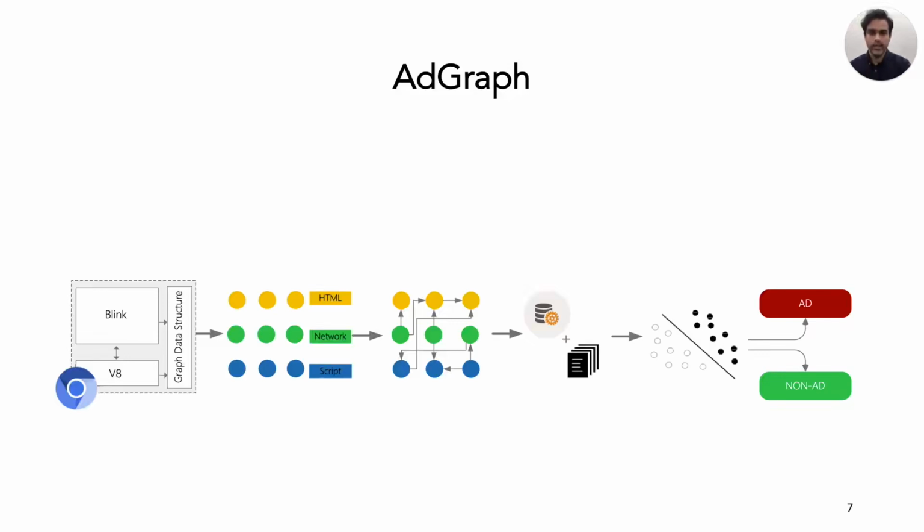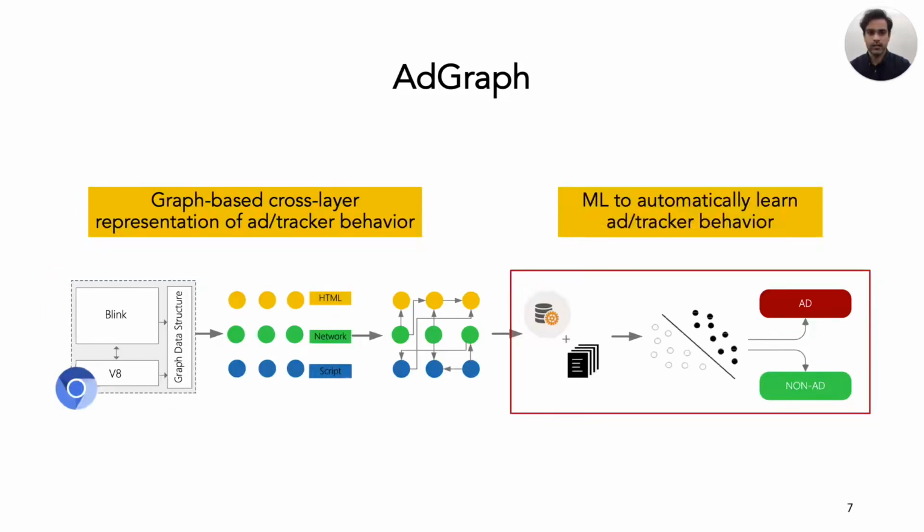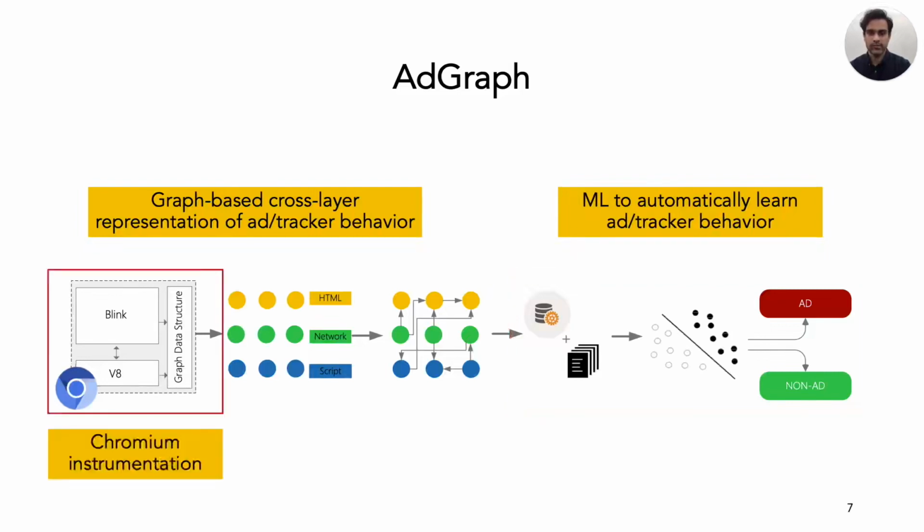At high level, AdGraph can be divided into two components. The first component is targeted towards solving the accuracy issues by modeling the ad and tracker behavior in a graph-based cross-layer representation. The second component is targeted towards solving the scalability issues by using machine learning to automatically detect ad and tracker behavior. Specifically, we first instrument Chromium to capture cross-layer interaction among HTML, network, and JavaScript layers.